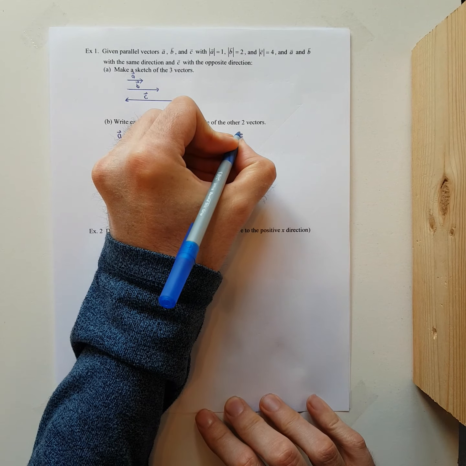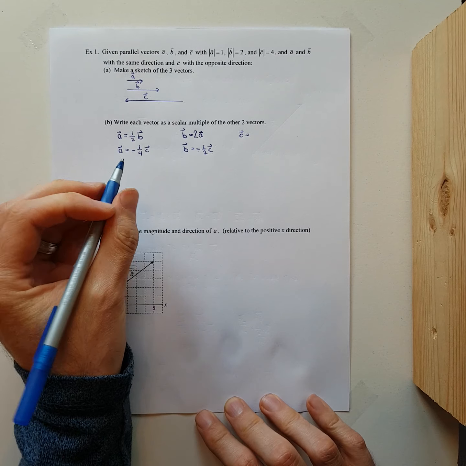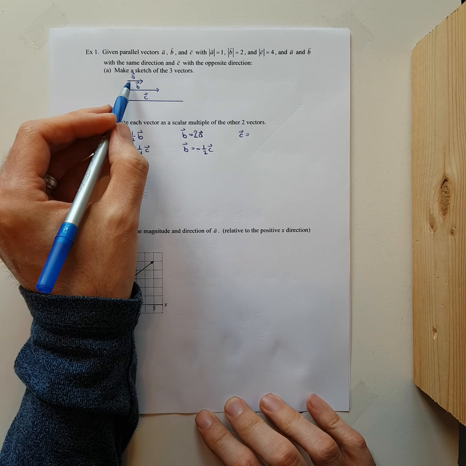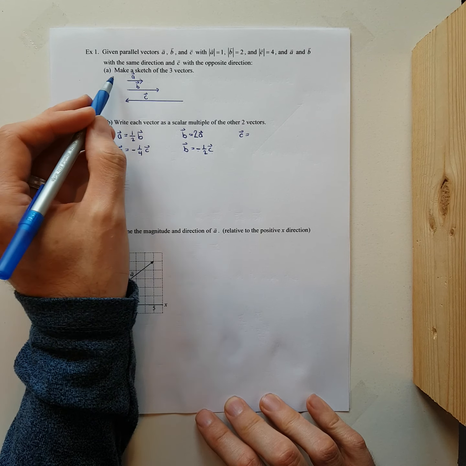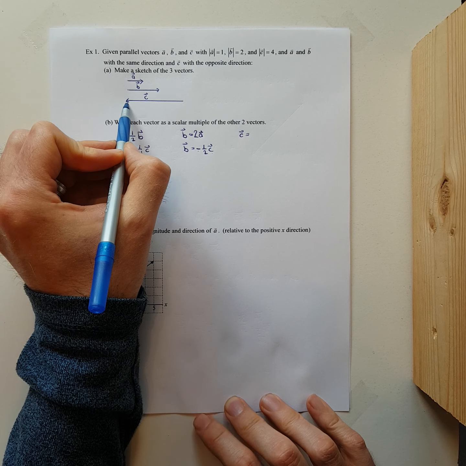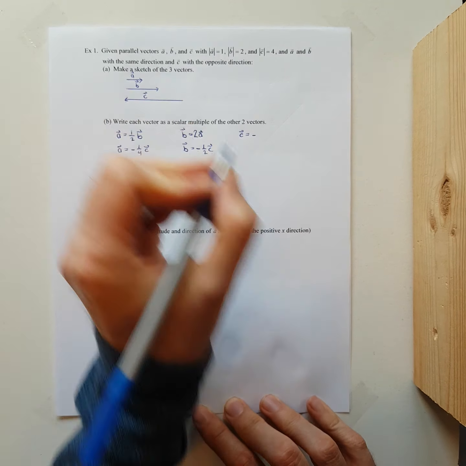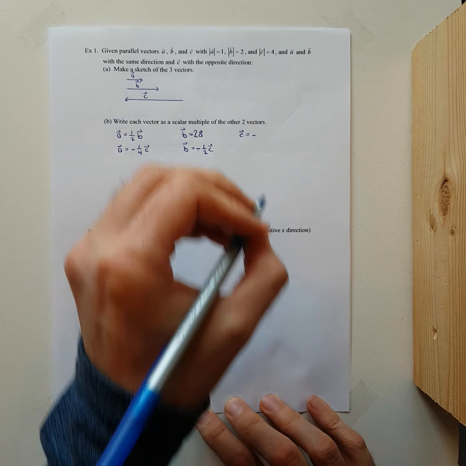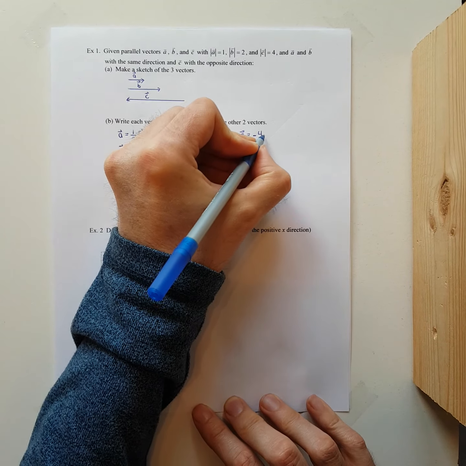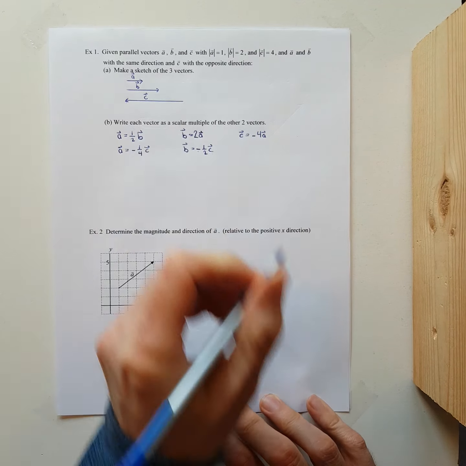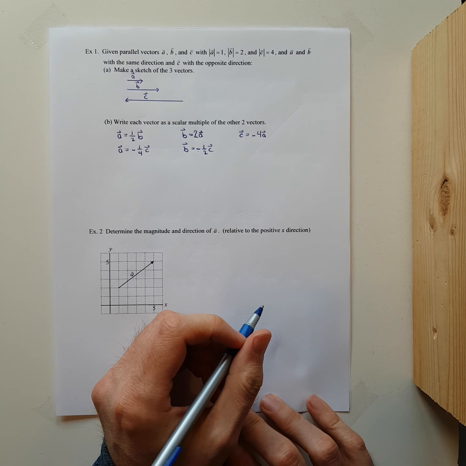Lastly, if I start with C, how can I make C and A equivalent? Again, I need A to point in the other direction, so they would point the same way as C. So I need to make this negative. I need the negative of A, and I need it to be 4 times bigger. So C is equivalent to the negative 4 of A.